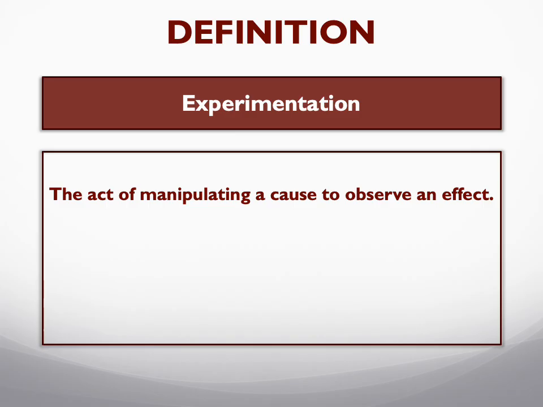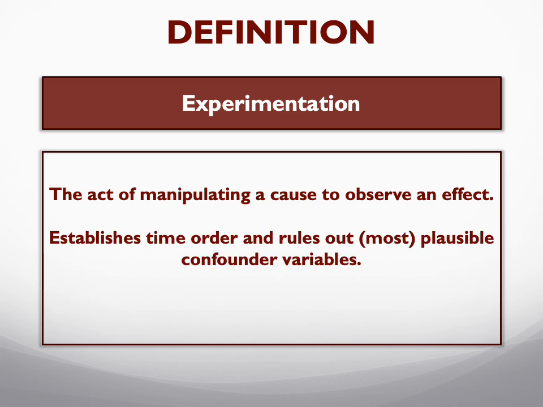The important and really useful thing about this approach of experimentation is that it's not just going to allow us to look for associations between variables, it's actually going to help us establish these two other elements of causality, both time order and then ruling out plausible possible confounder variables. We'll look at how this works as we go through the lecture today.